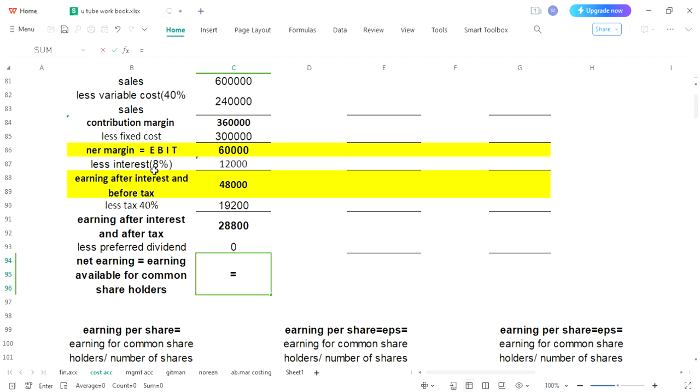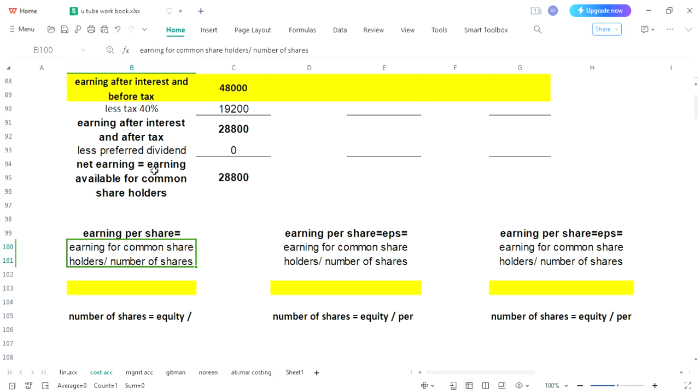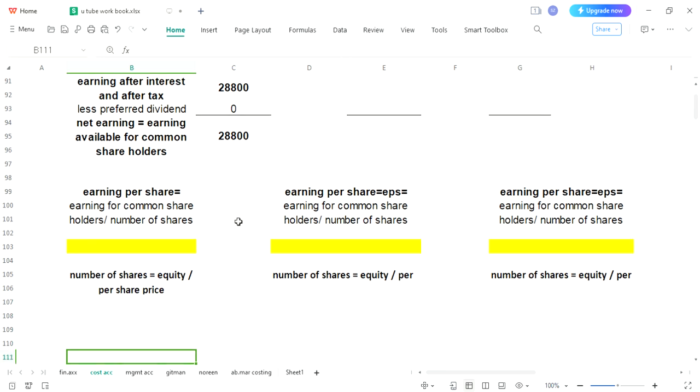We are now open to calculate earning available for common shareholders, for which you will subtract dividend from the previous earning 28,800, and you will subtract preferred dividend. Finally we have got our earning available for common shareholders. Come down, and here you will calculate your EPS or earning per share, for which we need earning for common shareholders, already calculated. Number of shares would be calculated over here, and since our headings are hidden, here you will calculate your number of shares by taking equity and per share price.